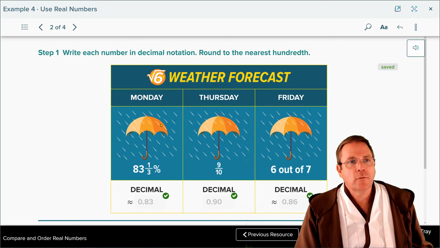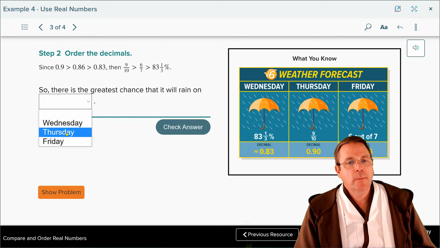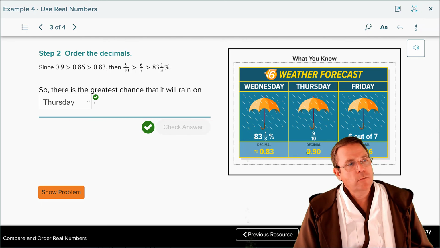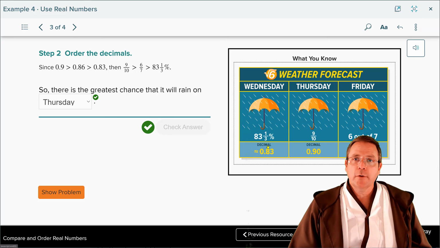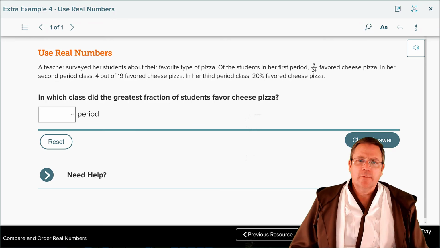So what day has the greatest chance of rain? Well, that greatest chance of rain, that's going to end up being Thursday at 90% or 0.9. Got to read what this question's asking. I'm clearly not thinking good because I almost fell in a trap again. Our last problem works the same way. Go ahead and solve it, work it on your own, and then I'll work it for you and we'll see if we get the same answer.